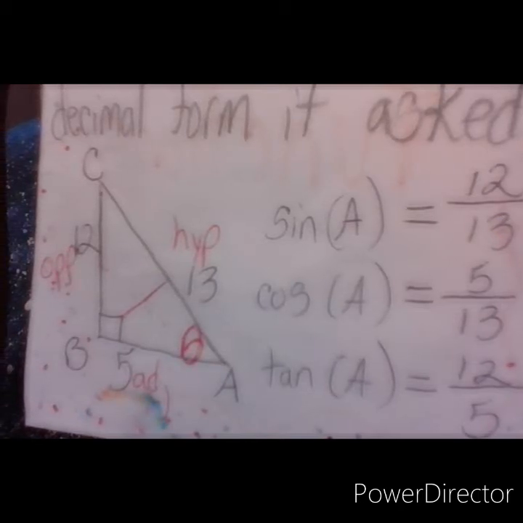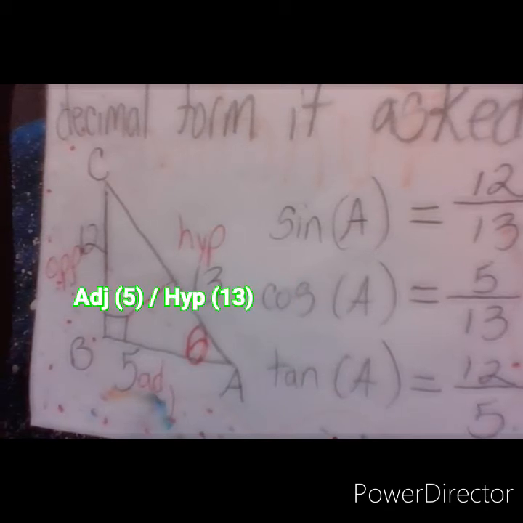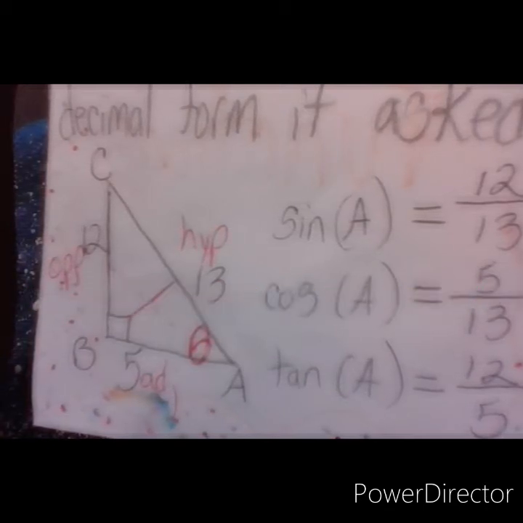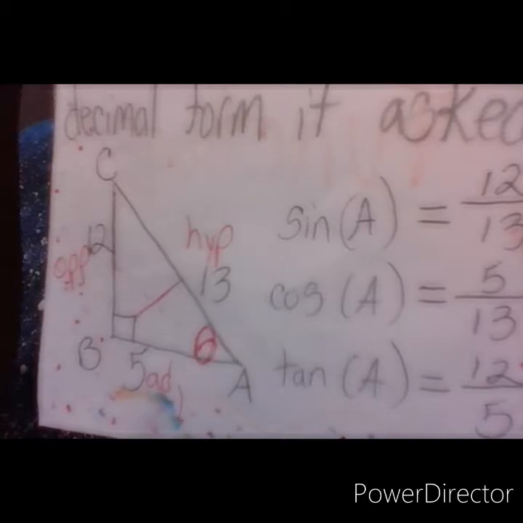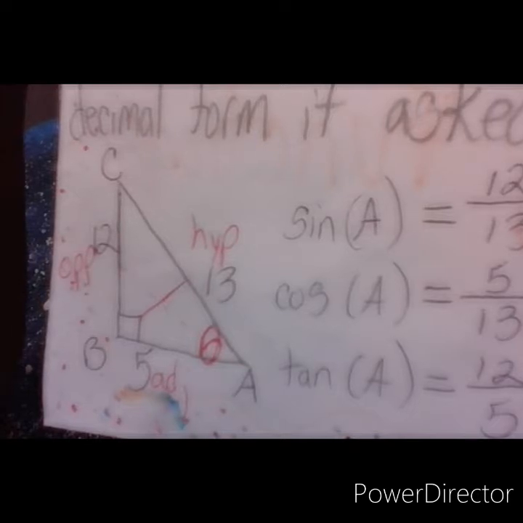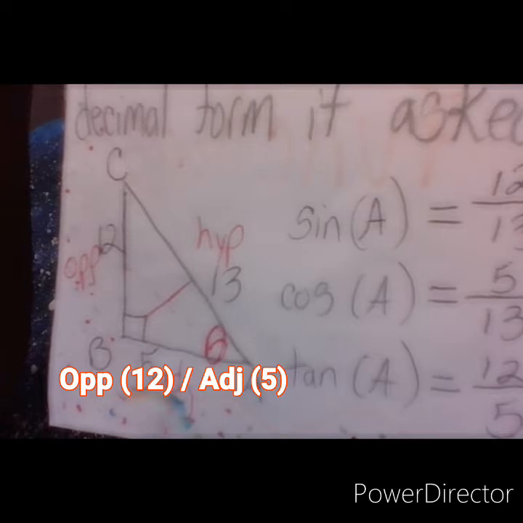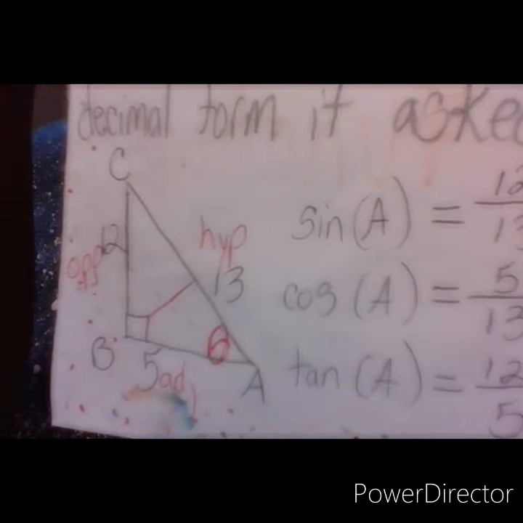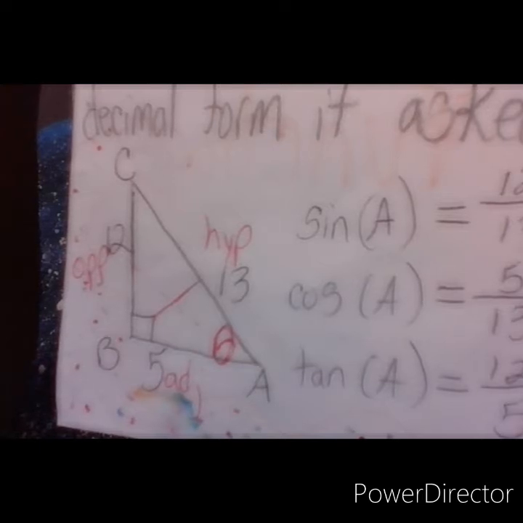Cosine A. Cosine is adjacent over hypotenuse. Adjacent is 5, hypotenuse is 13. Boom, got our ratio, 5 over 13. And then tan, the function lets us know it's always going to be opposite over adjacent. Our opposite is 12, our adjacent is 5. Bada boom, bada bing, it's done data. We got all our trigonometric ratios by following the steps.